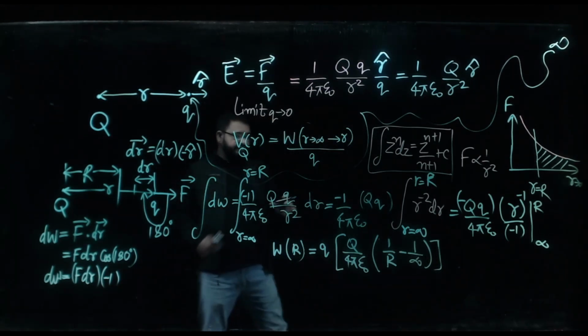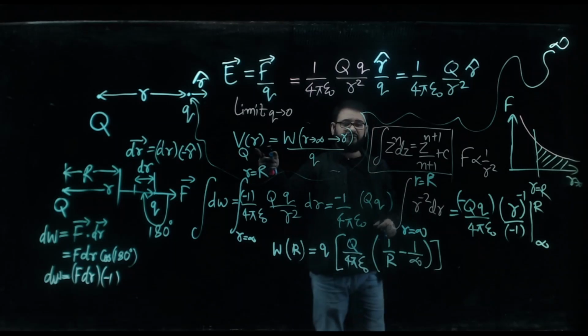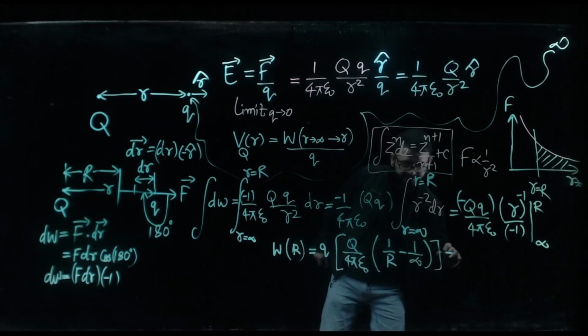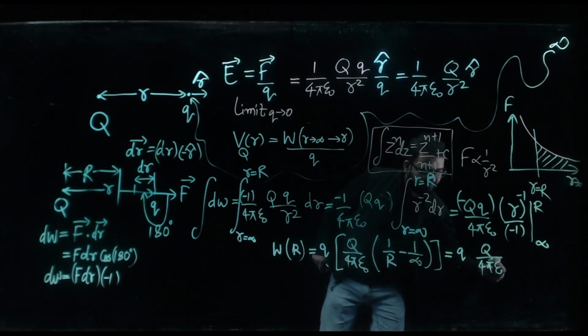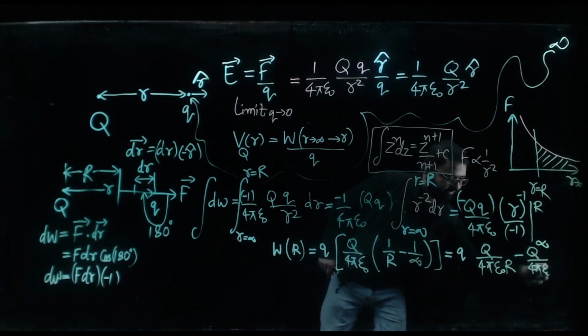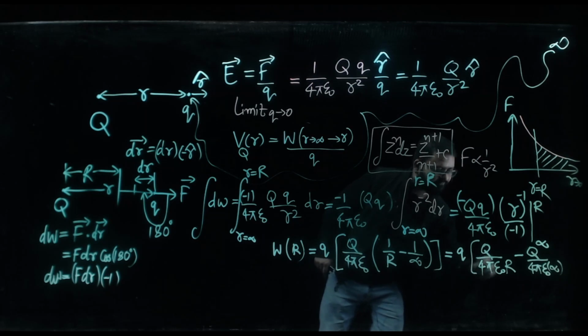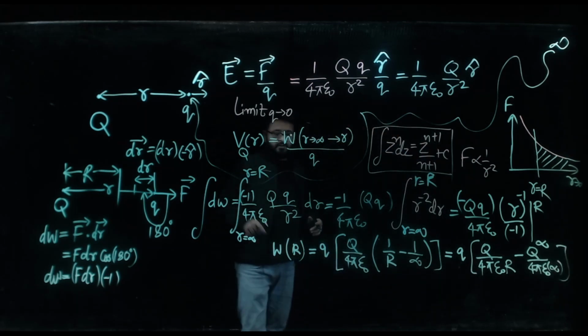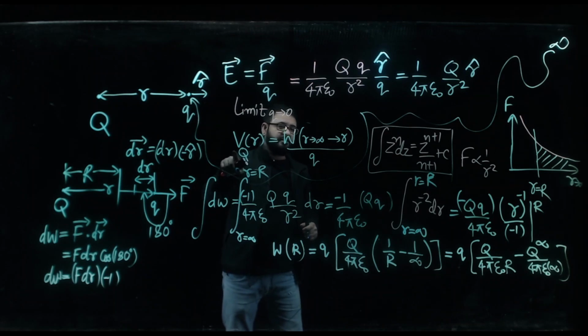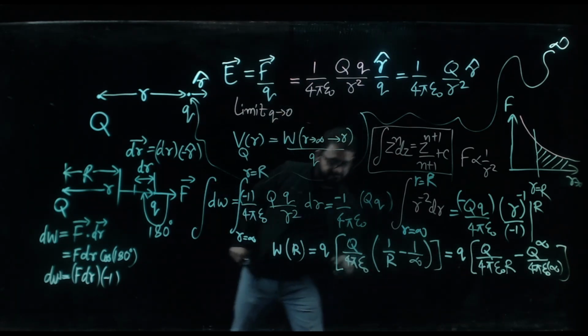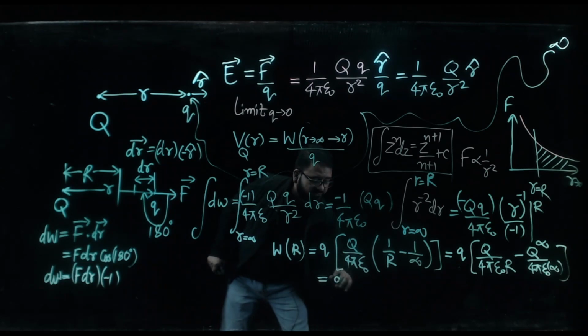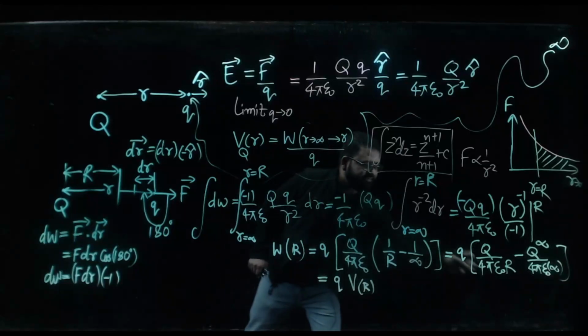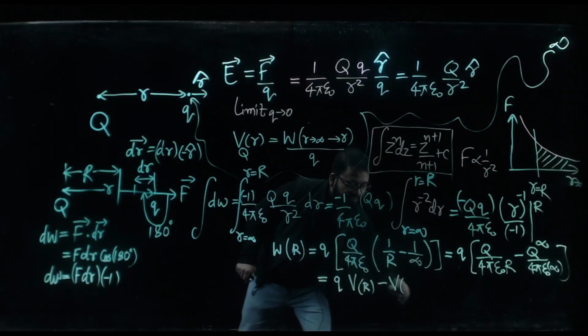All right. Now, if you see this expression, you can already see the definition of potential that we were after. So you can write Q times Q by 4 pi epsilon naught into R minus Q by 4 pi epsilon naught into infinity. Now, we already know this potential here is visible. So we can rewrite this as Q times the potential at a location R, that is this, minus the potential at the location infinity.